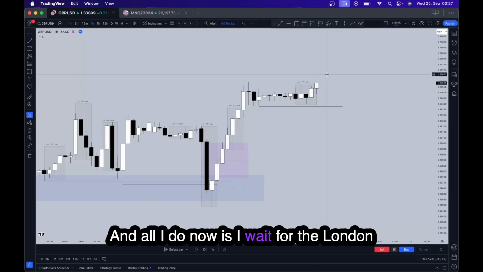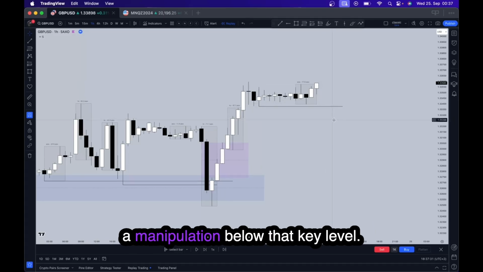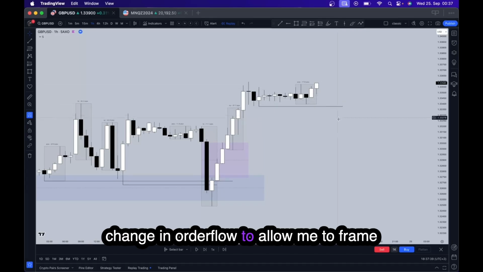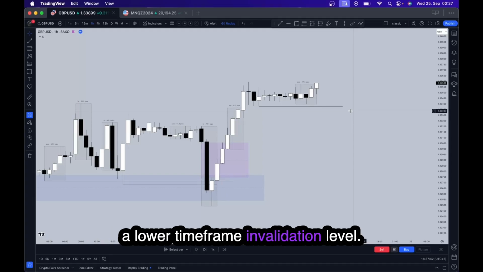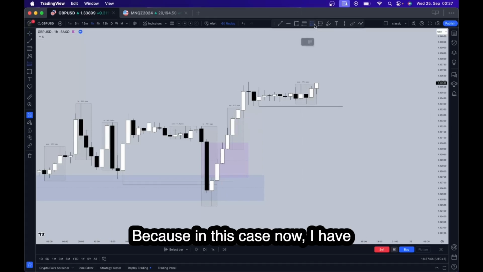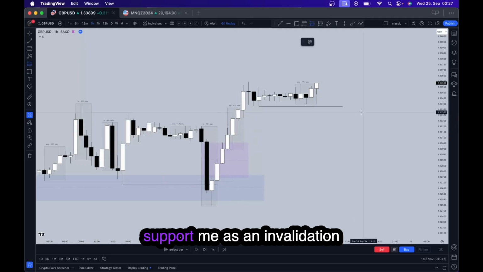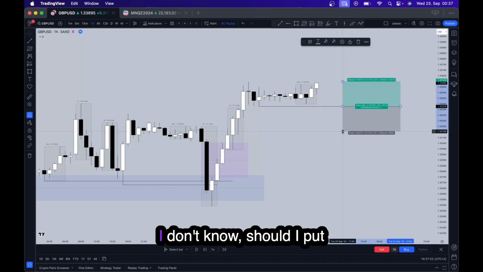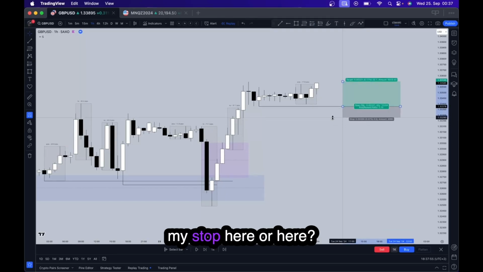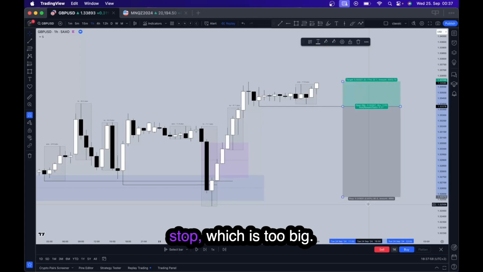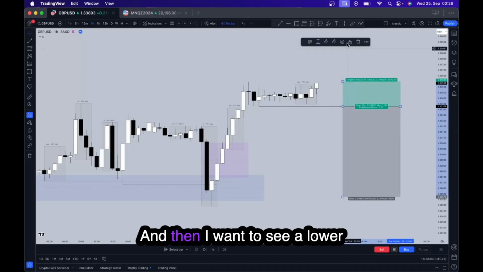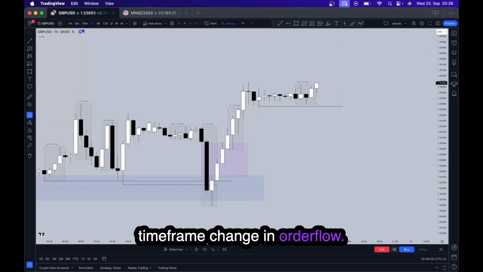And all I do now is wait for the London session to open, and I want to see manipulation below that key level, and then I want to see a lower time frame change in order flow to allow me to frame a lower time frame invalidation level. Because in this case, I have no clear PD array which would support me as an invalidation level, right? If I buy blindly below that low, I don't know, should I put my stop here or here? And this would be an 80 pip stop, which is too big. So what I do is wait for price to trade below the low, and then I want to see a lower time frame change in order flow.